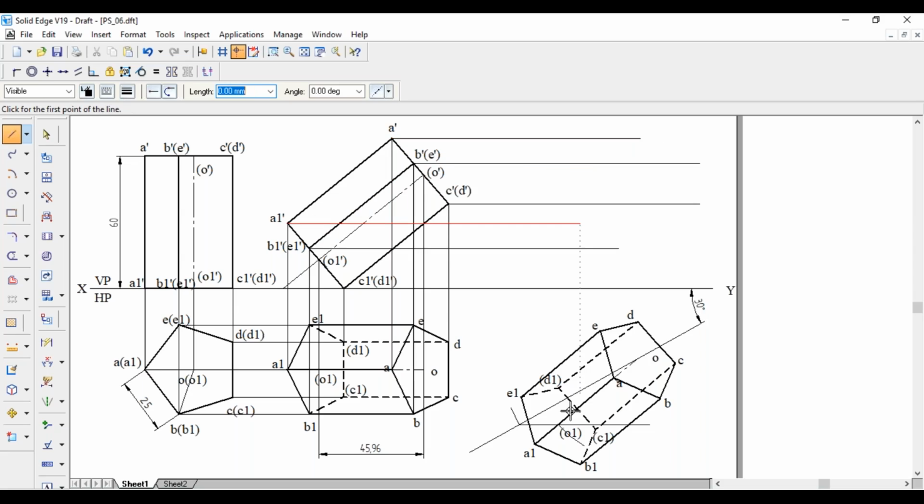A1, A1 dash on this line till this line. B1, B1 and E1 dash are here till this line. So similarly from E1 also till this line. Whereas C1 and D1 are on XY line till XY line.